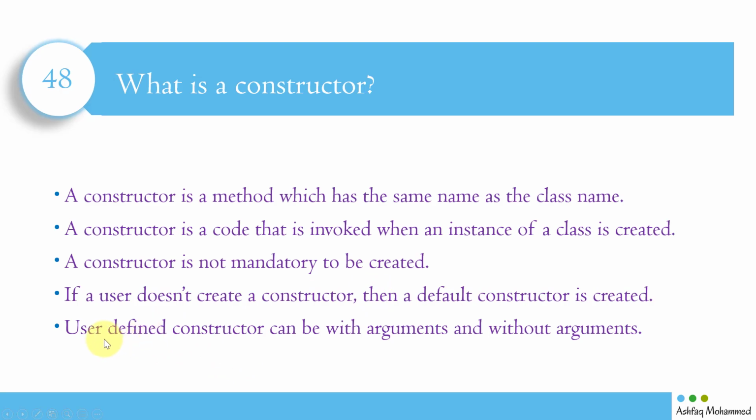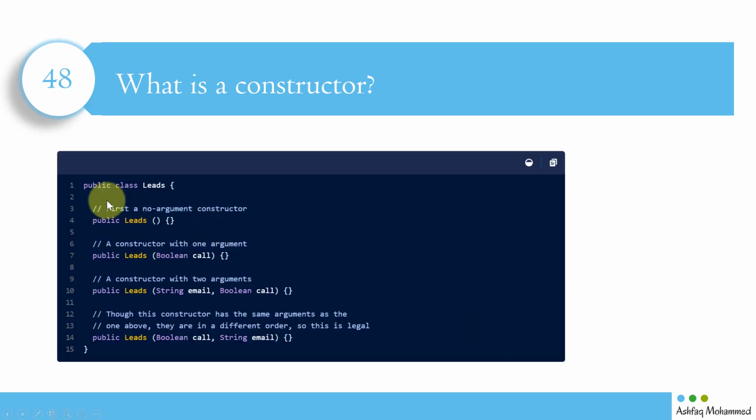So this user defined constructor can be with arguments. Arguments means you can pass some values as parameters. So with arguments as well as without arguments. For example, I have a class, lead class. First I have created a constructor. Because the class name is lead, I have created a method called lead. So this is nothing but a constructor. I have a constructor with no arguments, and a constructor with one argument. Implementation is not given over here. This is just an example, but this is how it looks, with arguments and without arguments.